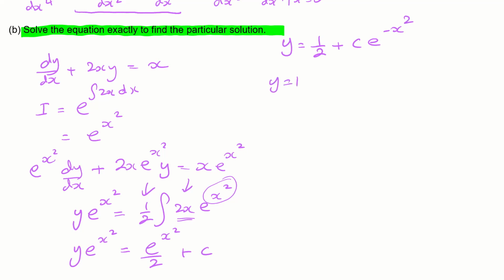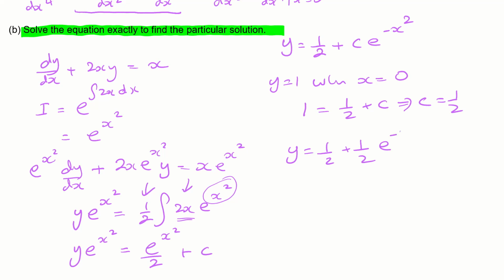And then we have y equals 1 when x equals 0. And so if we put that in there, we would find that we would get 1 equals a half plus c. So c equals a half, and therefore y is equal to a half plus a half e to the negative x squared, and we're done.